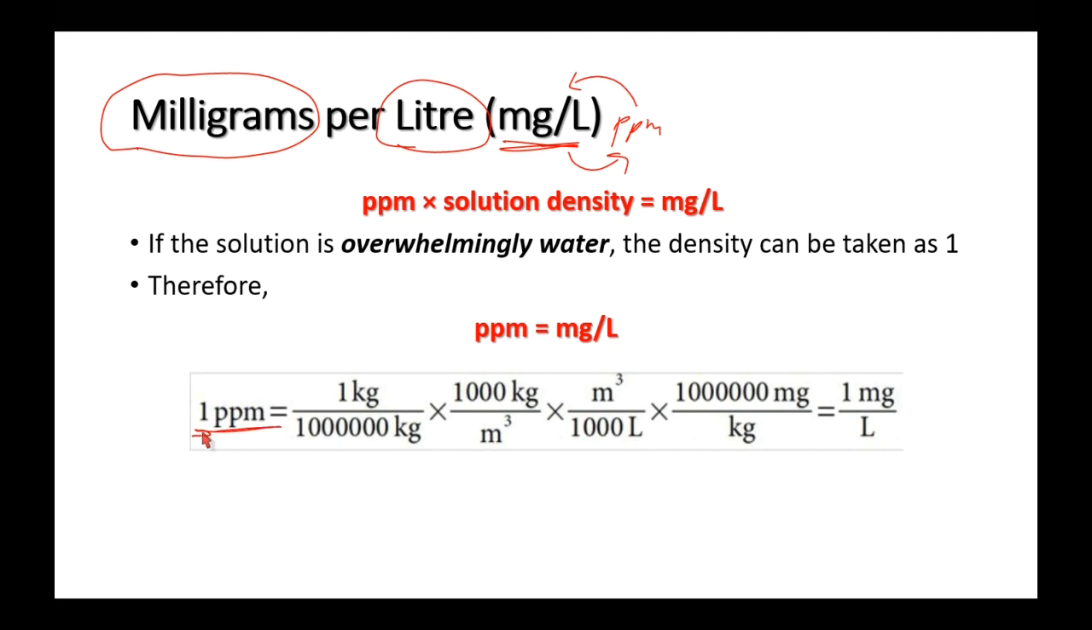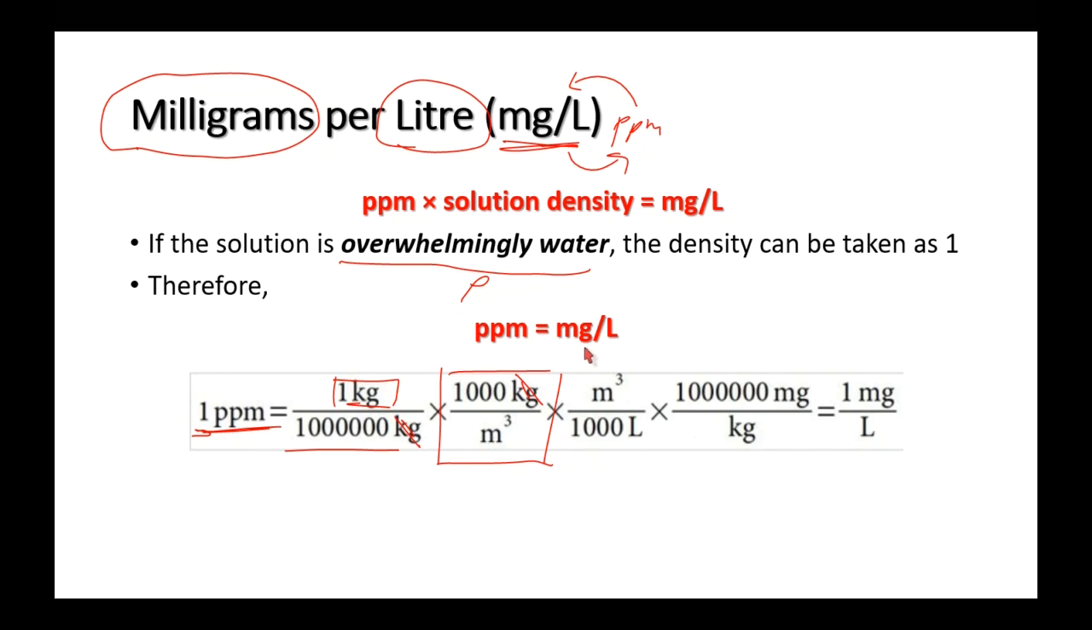So let's take a look here. Let's say I got a part per million, which means I got a kilogram per million kilograms. And here's where the density comes in. The density of what is overwhelmingly water, relatively pure water, we're just going to say it's 1,000 kilograms per cubic meter. So what have we done? We now have kilograms per cubic meter.